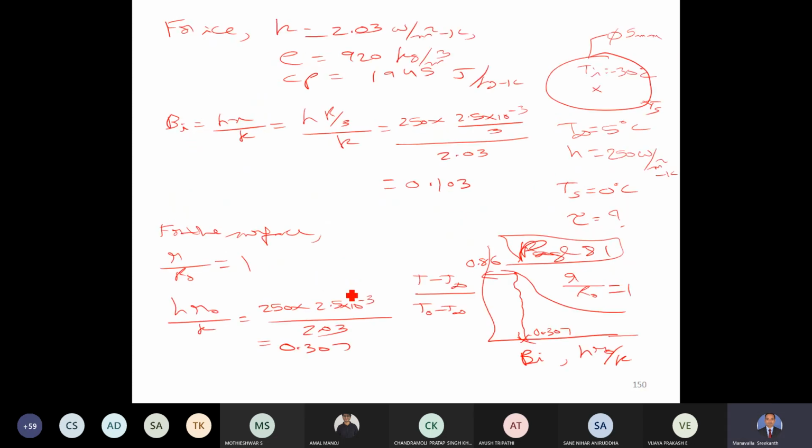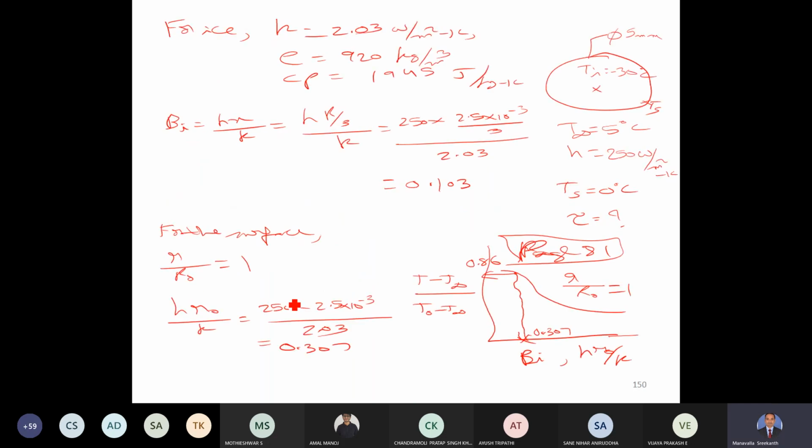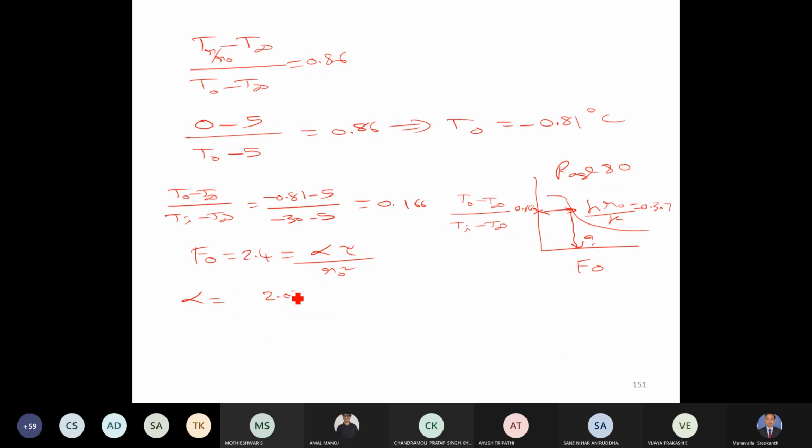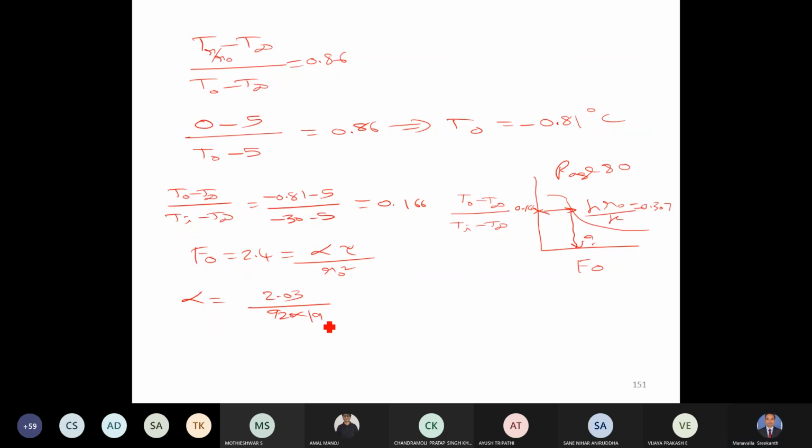Now we'll have to calculate alpha. Alpha is k by rho Cp. k is 2.0, rho is 920, Cp is 1945. Alpha is 1.13 times 10 power minus 6 meter square per second.